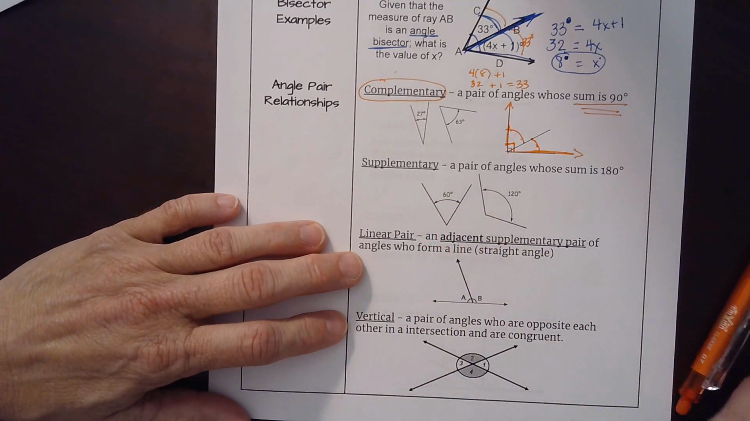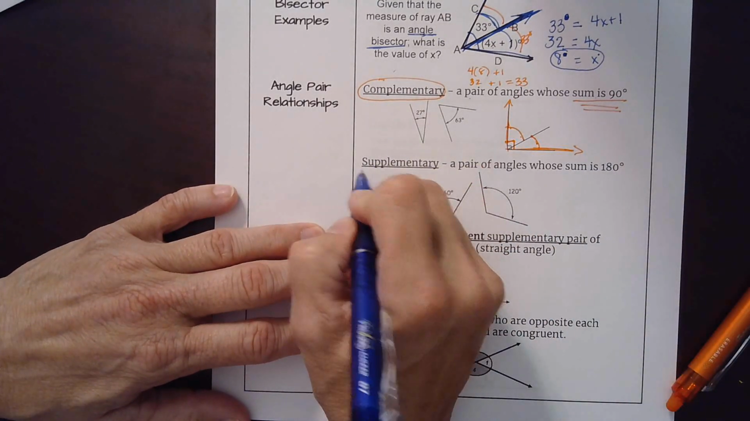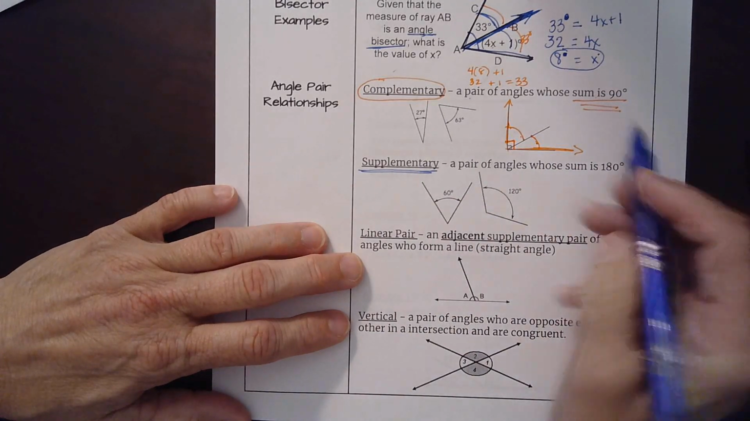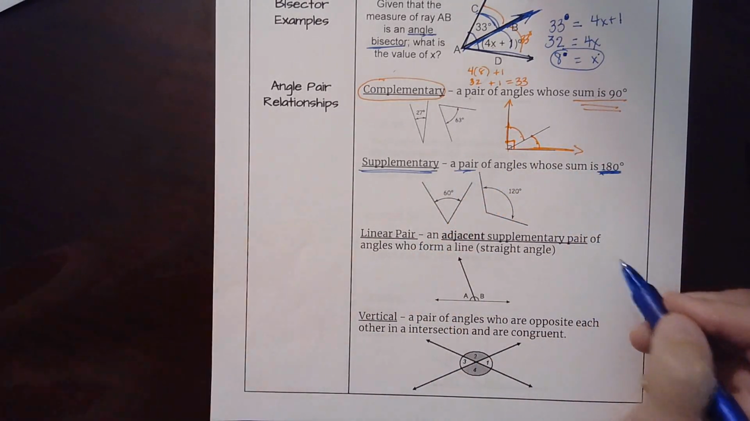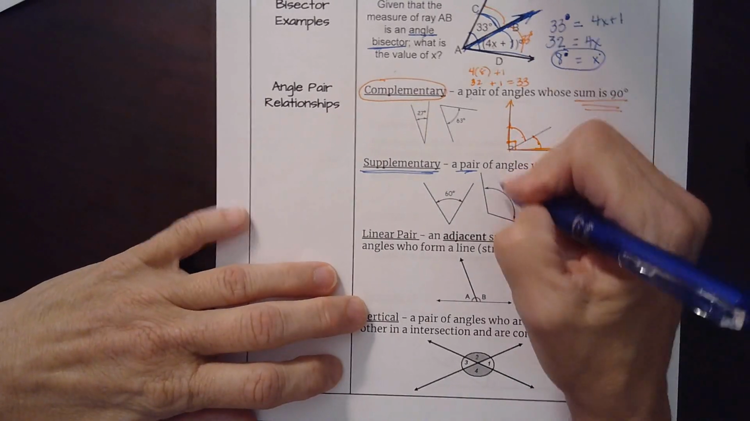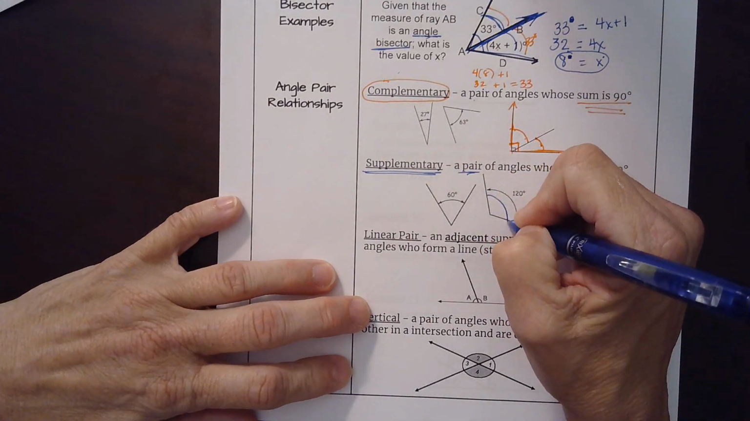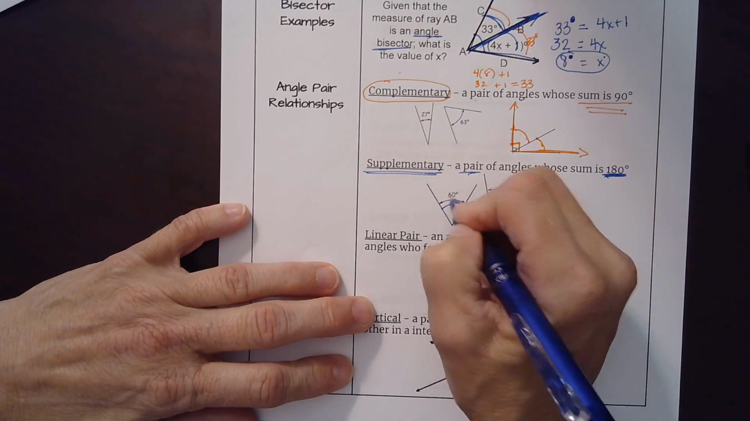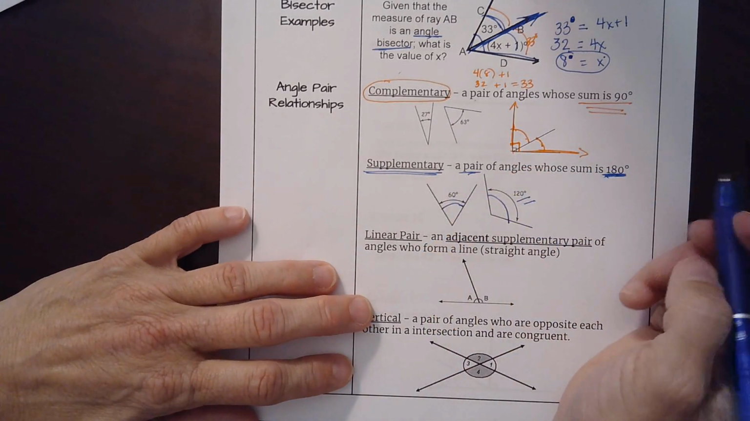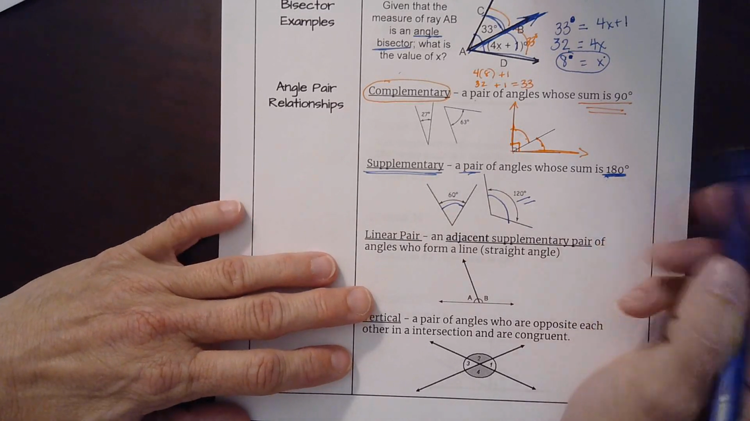Then let's talk about supplementary. Supplementary angles are a pair of angles whose sum is 180. All right, so here we have two angle measures. We're told that this one is 120. We know that this angle is 60. When you add those together, they equal 180.